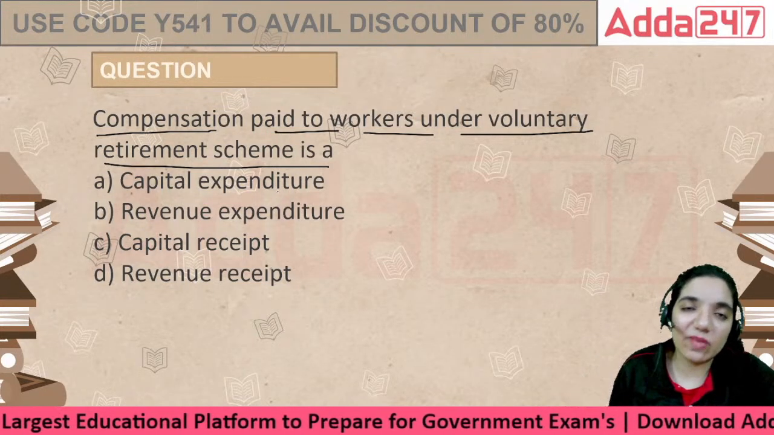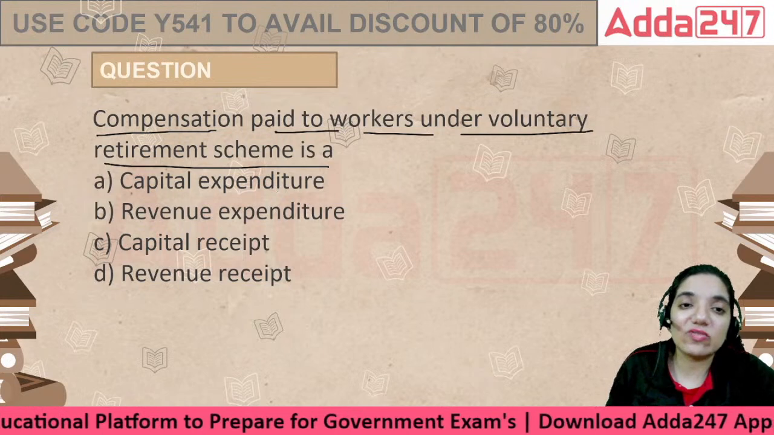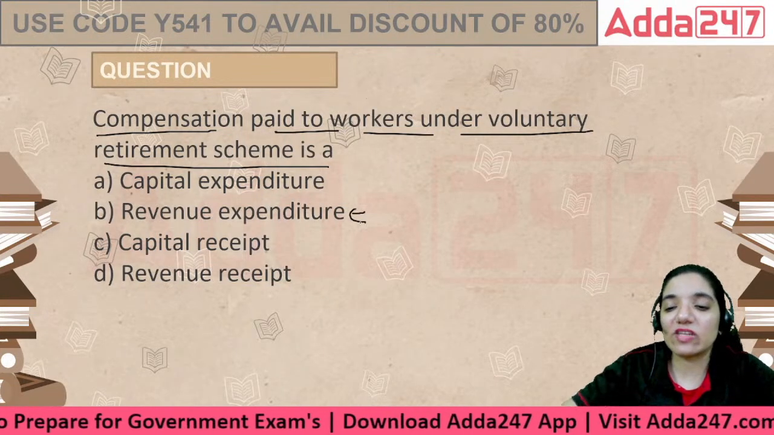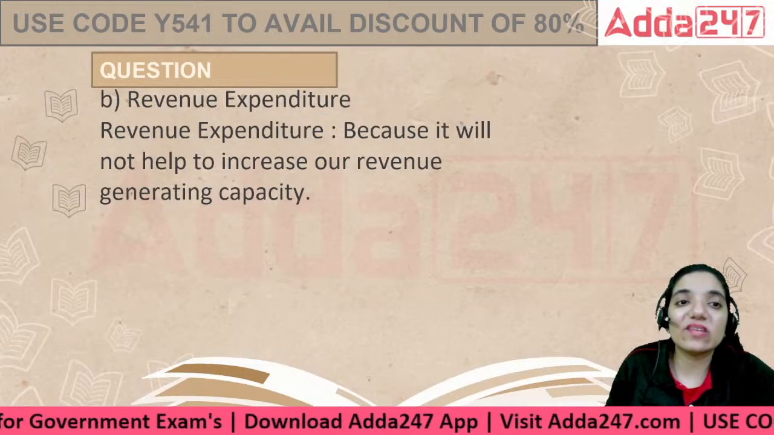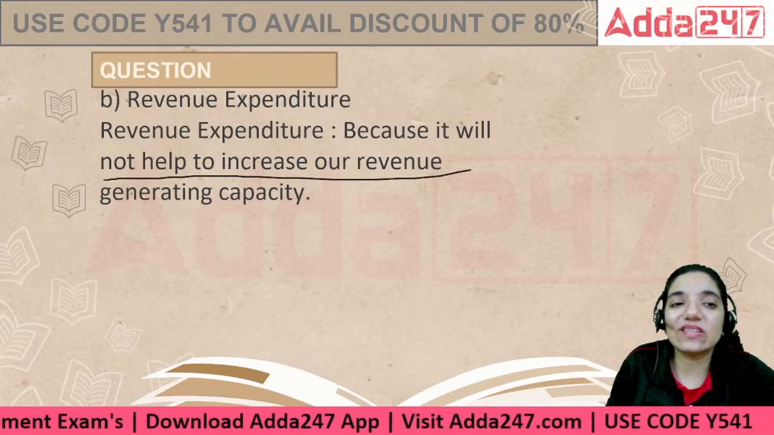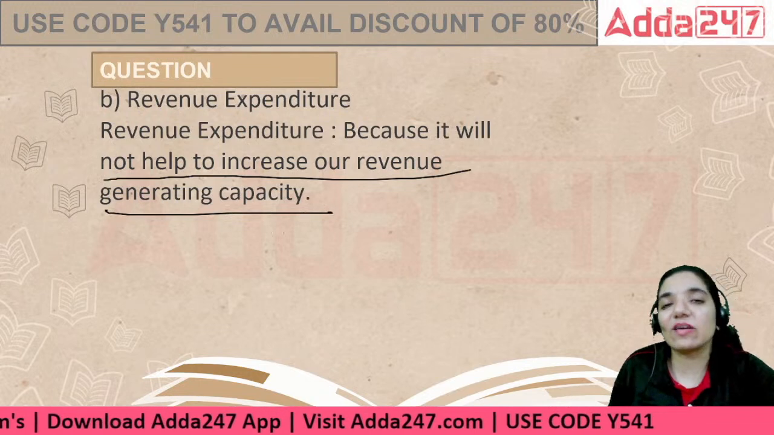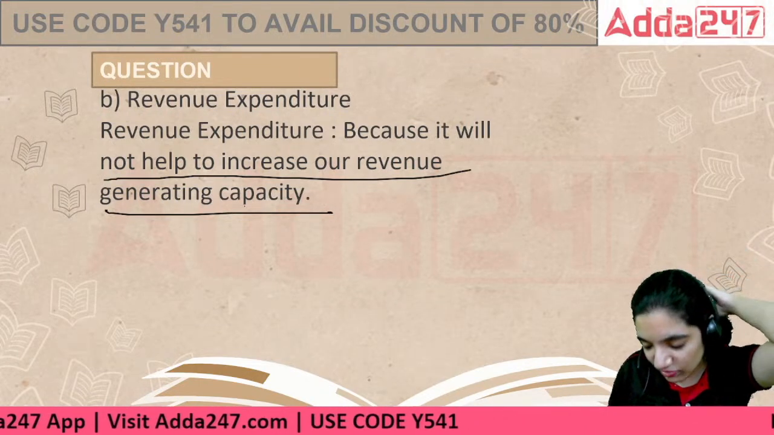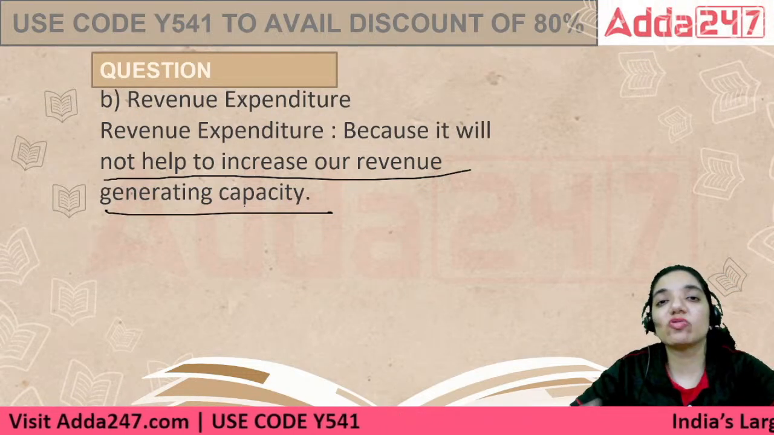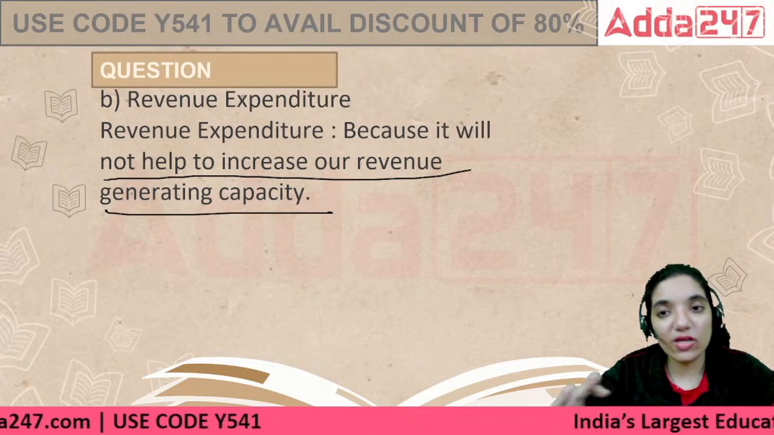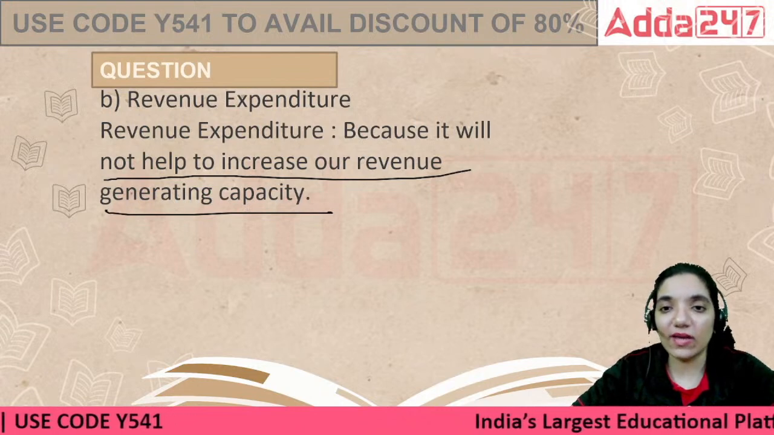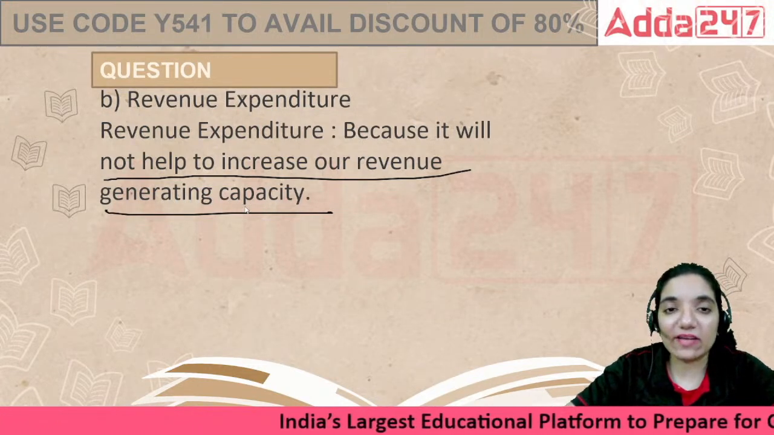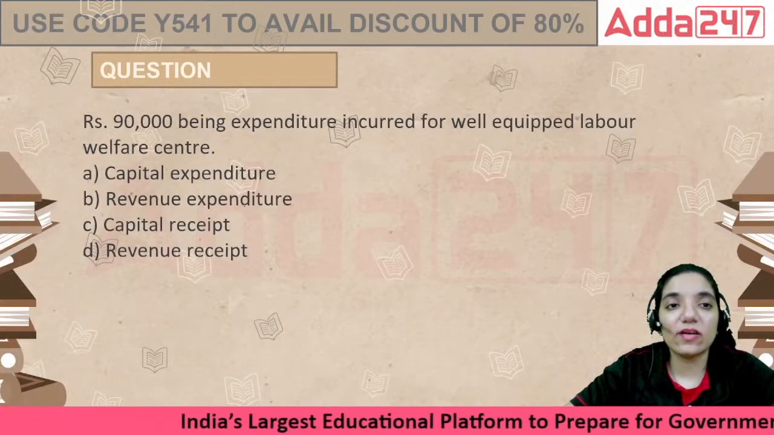Basically any money which you are paying under VRS is shown as revenue expenditure, because it will not help to increase our revenue generating capacity. Our capacity of generating revenue will not increase by giving payments to those people who have worked for this organization for so long, right? It would be treated as an expenditure and written off.